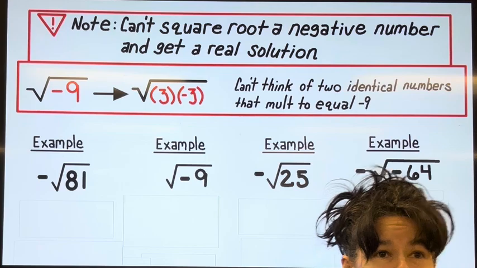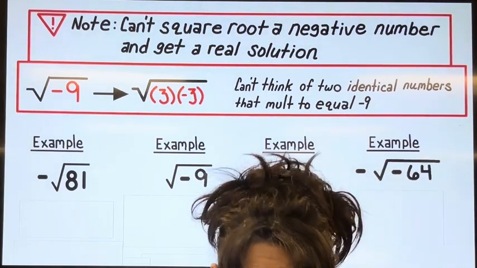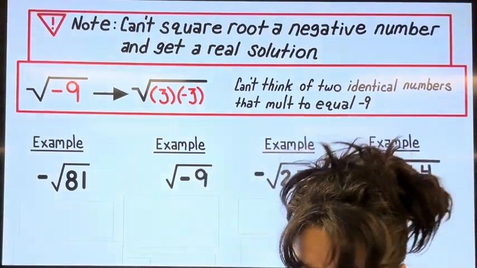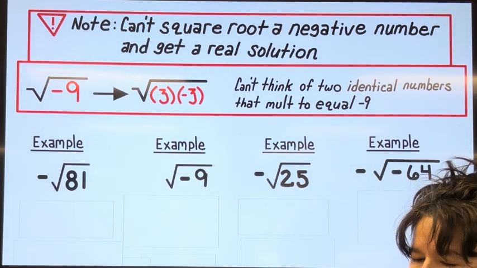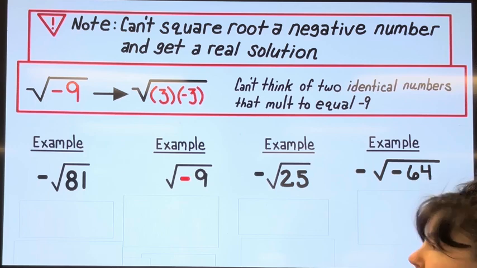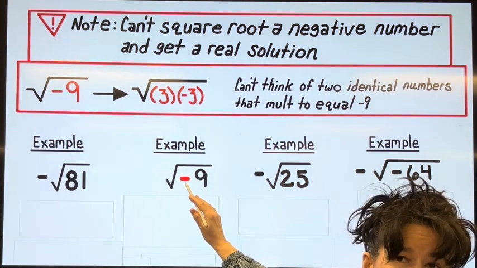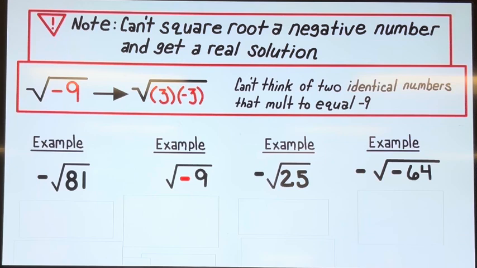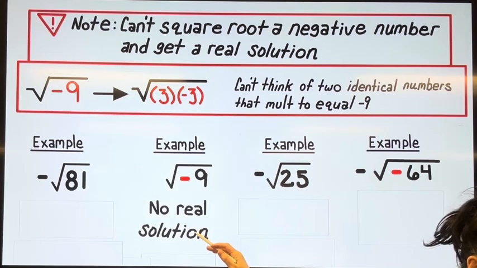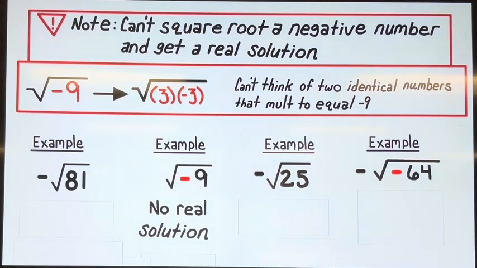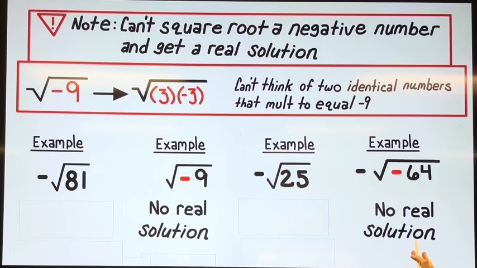Now, a negative on the outside of the root is not an issue. So I'm going to run through quickly on this one, just emphasize this second example. There's a negative underneath the root. And in the fourth example, there is a negative underneath the root. So immediately, I know that there is no real solution for this one. And for this one, no real solution.